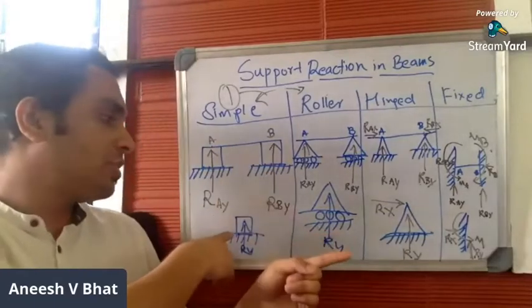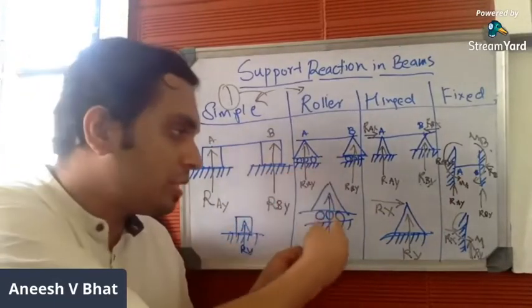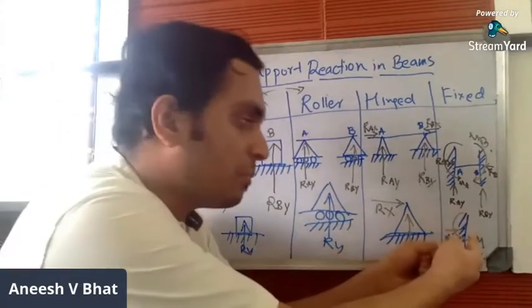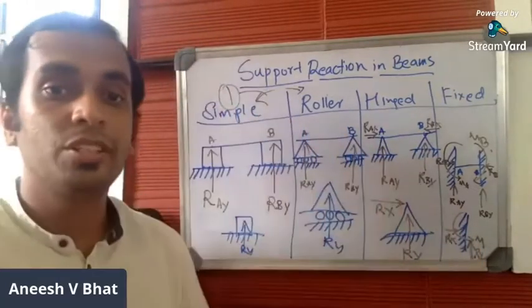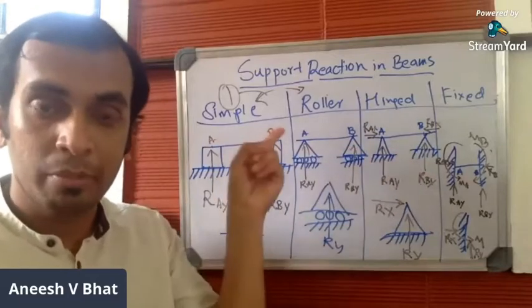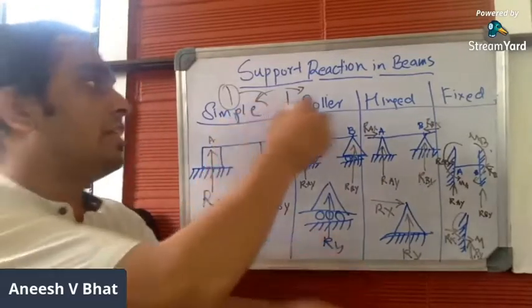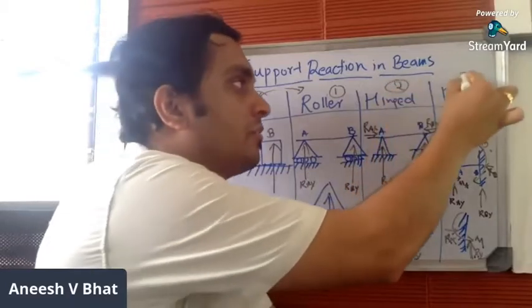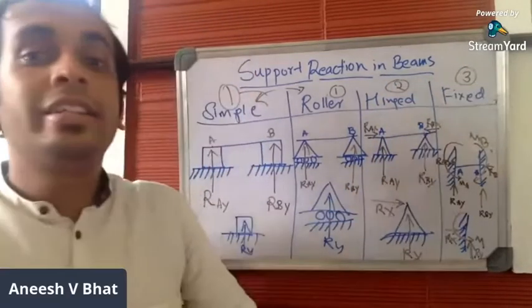of support. If simple support is given, it will be drawn in this way. If roller support is given, it will be drawn in this way. If hinge support is given, it will be drawn in this way. And if fixed support is given, it will be drawn in this way. This is how you indicate, and this you have to remember. Simple support offers one reaction, roller support offers one reaction, hinge support offers two reactions, fixed support offers three reactions.